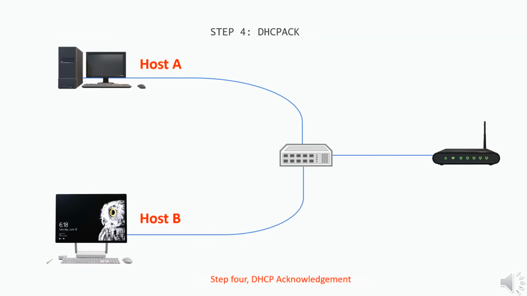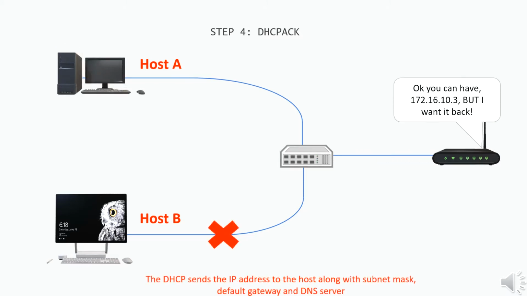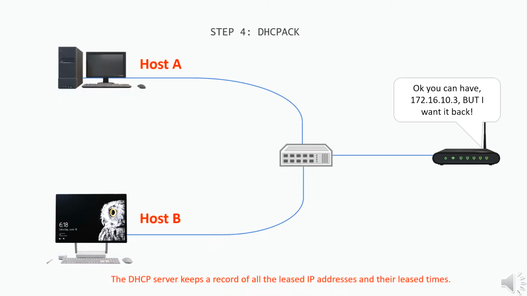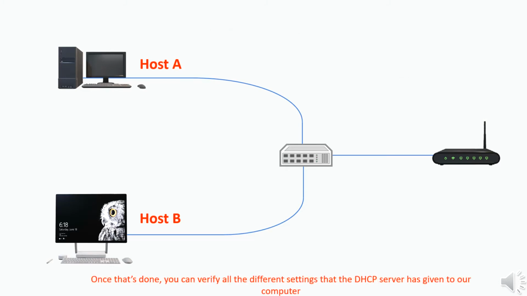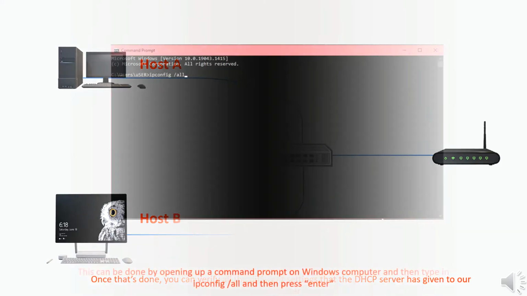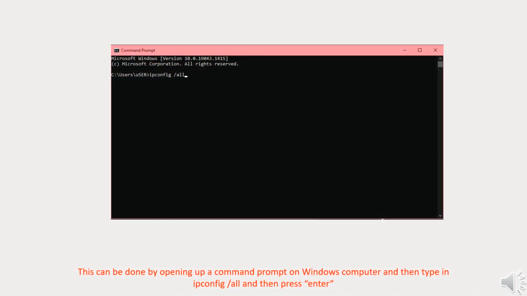Step 4. DHCP Acknowledgement. The DHCP server sends the IP address to the host along with the subnet mask, default gateway, and DNS server. The DHCP server keeps a record of all the leased IP addresses and their lease time. Once that's done, you can verify all the different settings that the DHCP server has given to our computer. This can be done by opening up a command prompt on a Windows computer and then typing in ipconfig /all, then pressing enter.